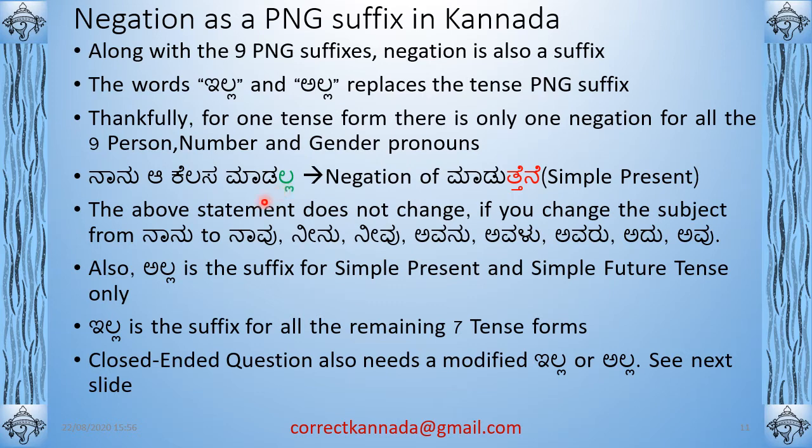Now alla is used for simple present and simple future tense. Illa is used for the remaining seven tense forms, which are your simple past, past continuous, present continuous, present perfect. For all these things it's illa. Only for the simple present and simple future it's alla. Okay, now closed-ended questions, right? I'll tell you what a closed-ended question is. These also need to be modified. They will use a modified version of illa and alla. We'll see in the next slide.